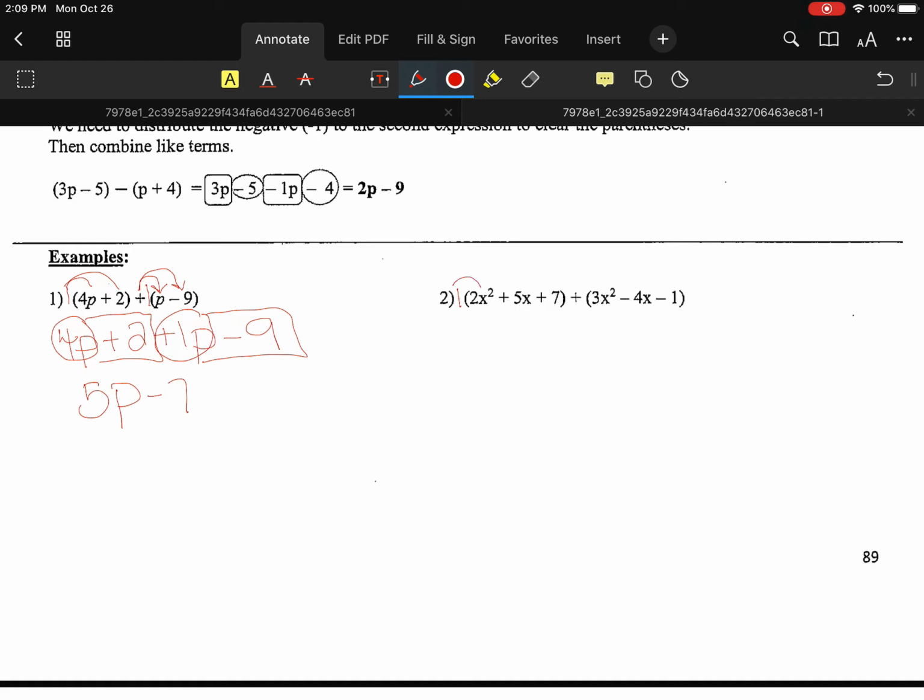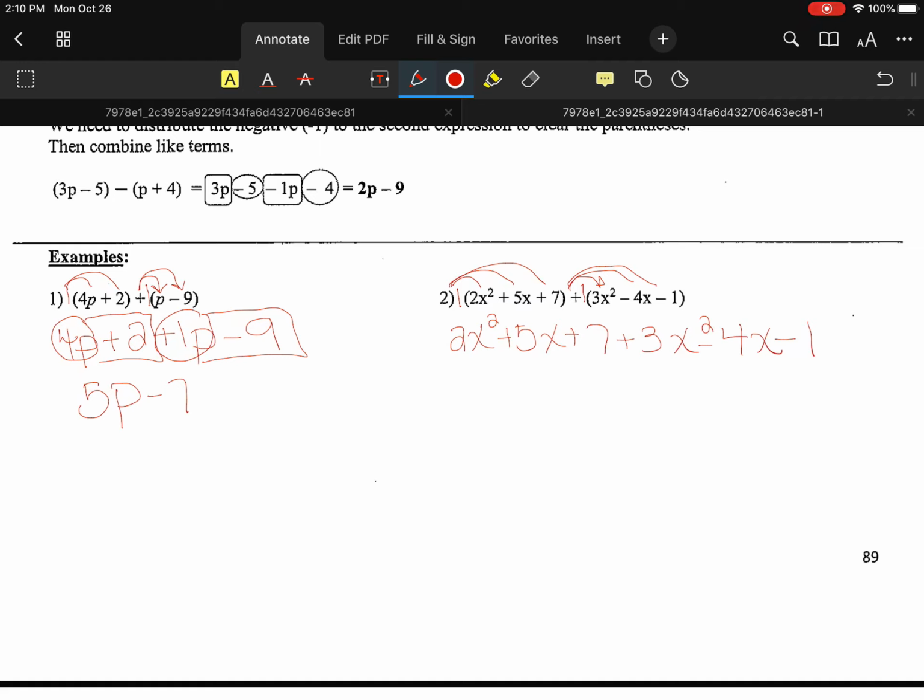1 times 2x squared is 2x squared. 1 times 5x is 5x. 1 times 7 is 7. Again, on my second set, put in my 1. 1 times 3x squared is 3x squared. 1 times negative 4x is negative 4x, and 1 times negative 1 is still just a negative 1. So again, since I multiplied the first trinomial and the second trinomial by 1's, a positive 1, nothing changed as far as the signs or the values of the numbers.